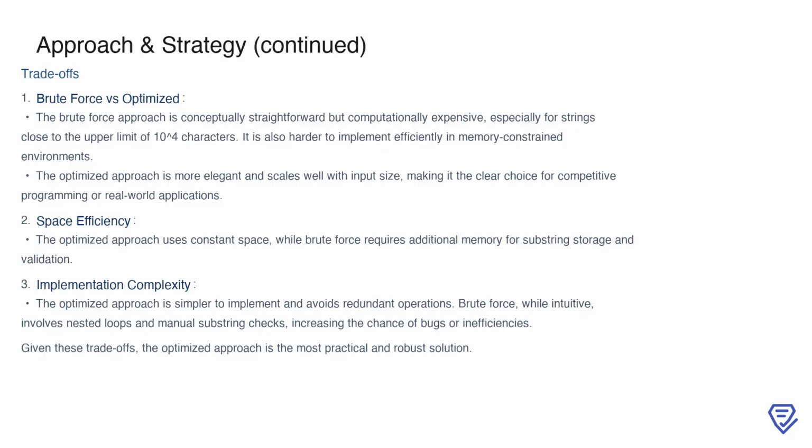From an implementation perspective, the optimized approach is cleaner and less prone to errors, as it avoids the complexity and redundancy of nested loops and manual substring checks. Overall, the optimized approach strikes the best balance between performance, memory usage, and ease of implementation, making it the most practical and robust solution for this problem.